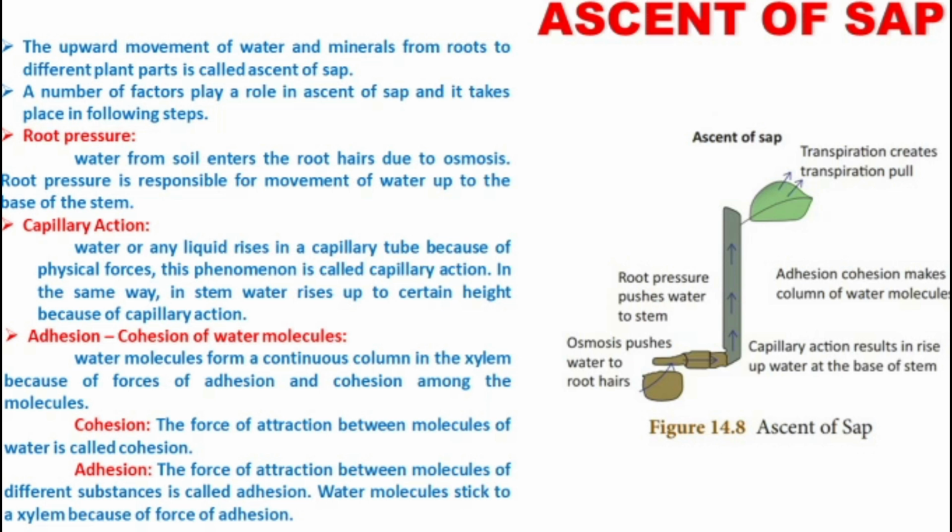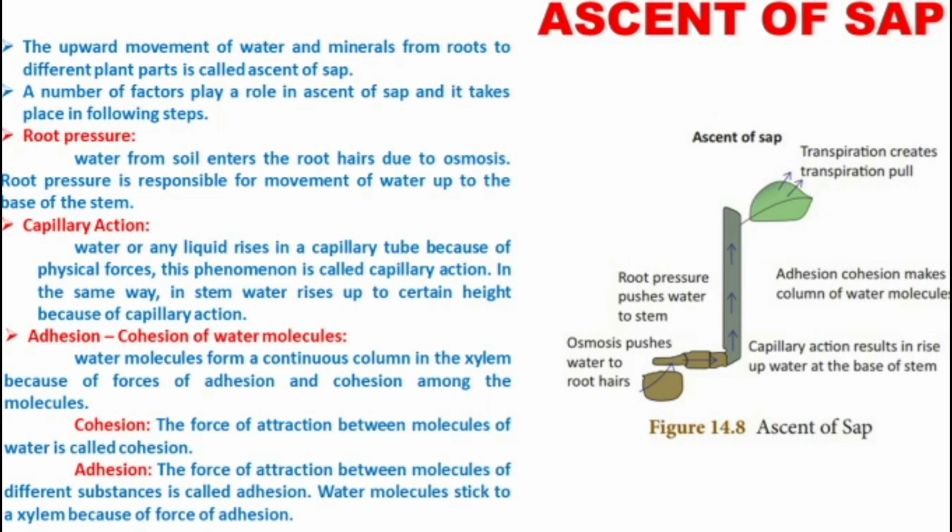The next topic is ascent of sap. The movement of food substances in the phloem tube is known as translocation, while the upward movement of water and minerals from roots to different parts is called ascent of sap. A number of factors play a role in ascent of sap, and it takes place in the following steps. First one is root pressure.